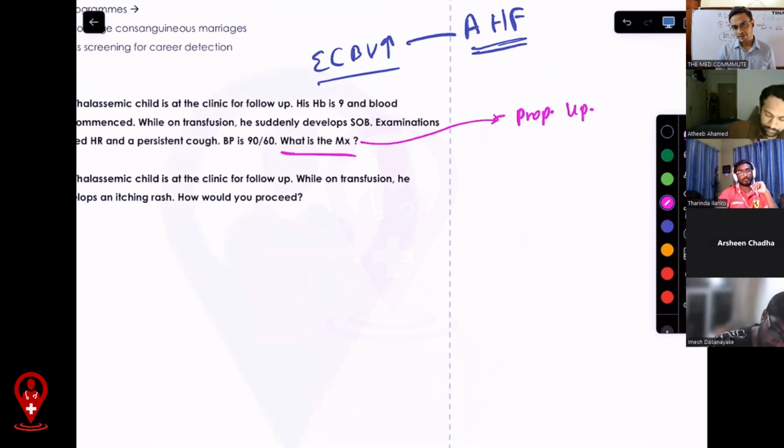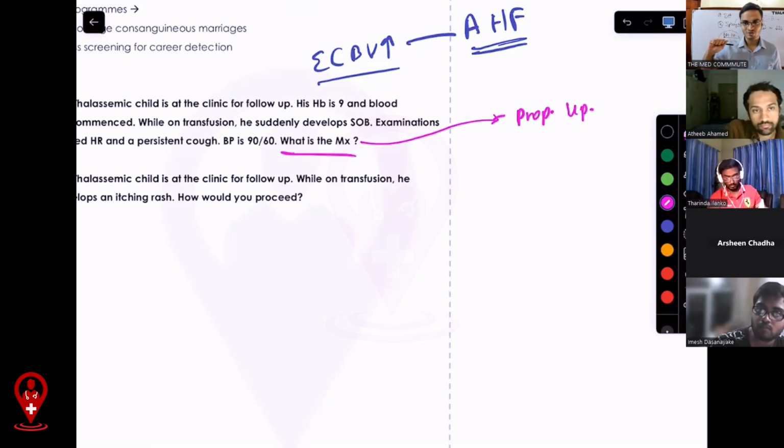Then, regarding the transfusion, now this is very common, guys. If you go to the pediatric wards where they're doing the transfusion, you will see this a lot. Blood transfusions, this acute heart failure comes. What is the next step regarding the transfusion? Do you want to stop the transfusion? What do you think? Those who want to stop the transfusion, raise your hands. What do you all think?